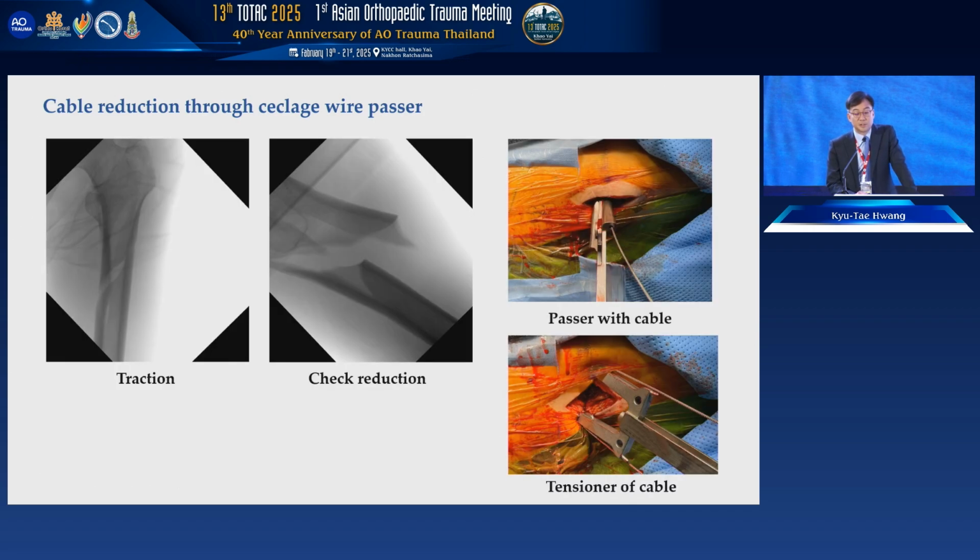First step, traction and check reduction. You can see the large gap in the lateral view. So the circlage wire passer was placed around the fracture site, and the cable was inserted and tightened.